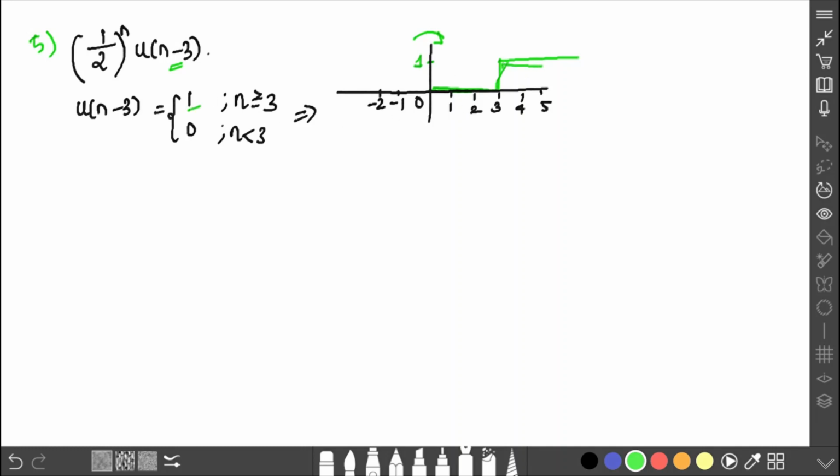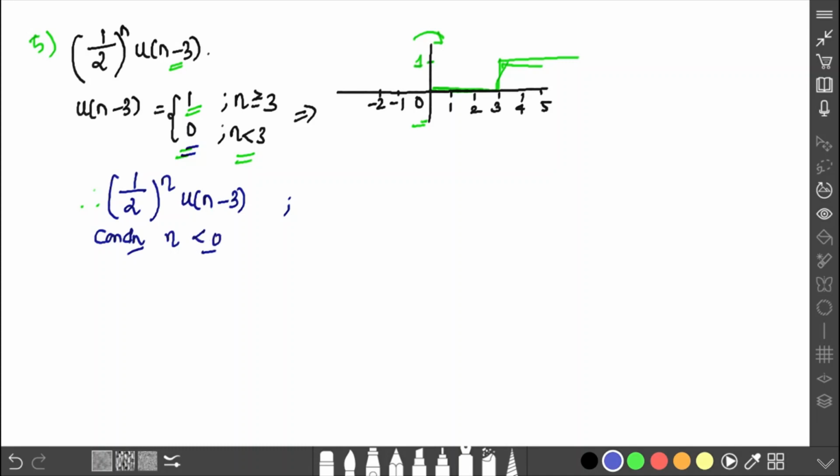So from the given figure itself you can identify it is having the value of 0 for n less than 3. So when it is multiplied by 1, the value will be equivalent to 0, that is for the given signal u of n minus 3 the value is 0. So hence the condition for causality is satisfied, hence the given signal is causal.